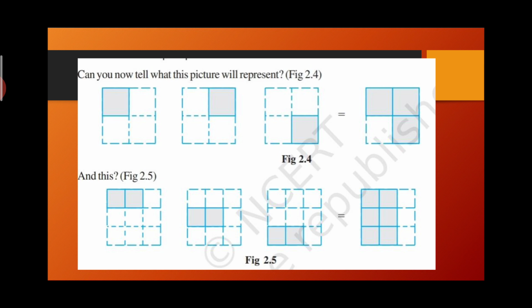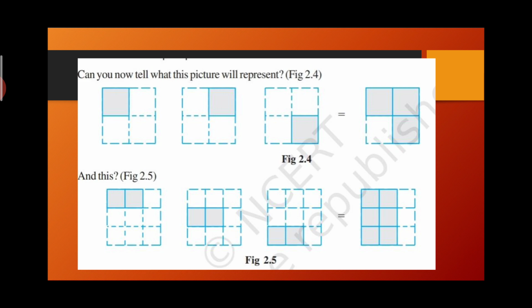In 2.4 you can see we have a square in which one part is shaded and the total squares are 3. So what can we write? We can write 1 upon 4 into 3, because we have 3 squares and 1 upon 4 is for one shaded part. So 1 upon 4 into 3, how will we solve it? We will write 3 into 1, that is the multiplication of the numerator, divided by 4, that is 3 upon 4.